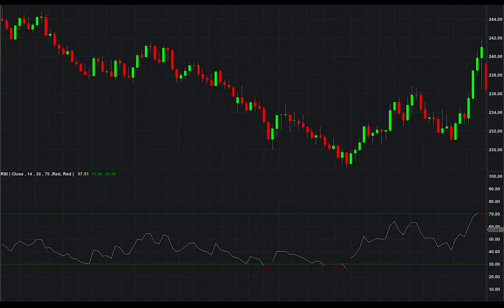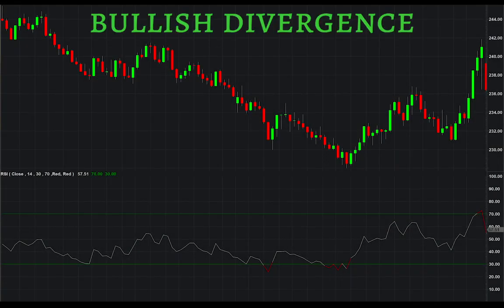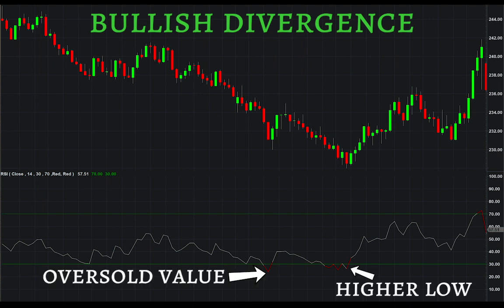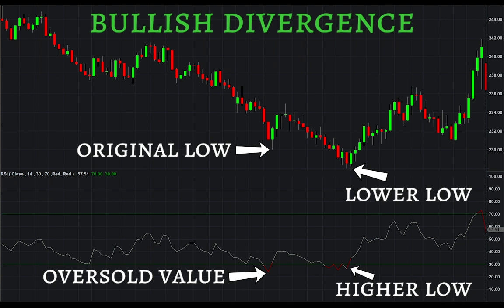One way to use RSI involves divergence. A bullish divergence occurs when the RSI creates an oversold reading followed by a higher low that matches a lower low in price. This indicates rising bullish momentum, which could be a signal of a positive reversal.